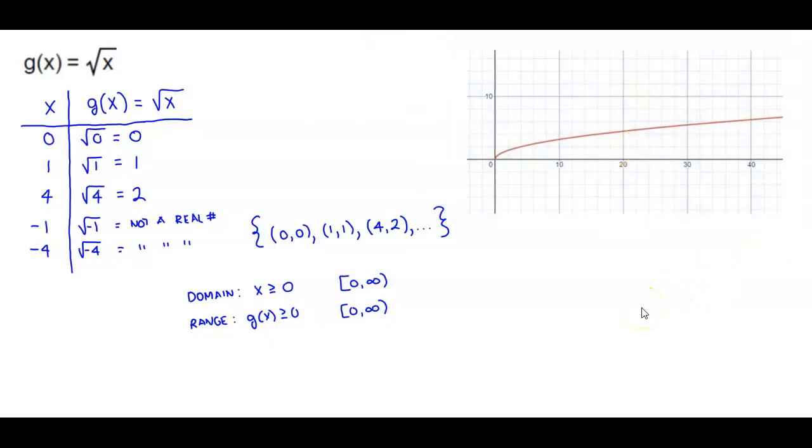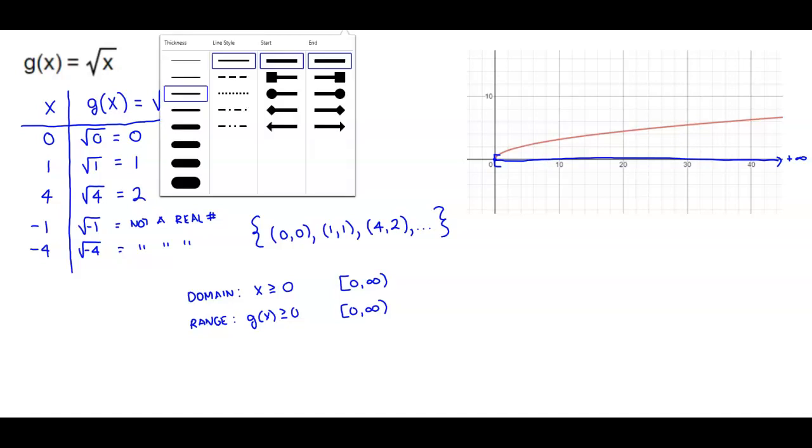So let's take a look here. The domain, remember, is all the x values. Now you see this graph starts at 0 and it includes 0. So that means it's a bracket. And then it continues to the right and it goes on forever. So you have bracket 0 and it's going all the way to positive infinity because this graph is continuing. So you can see here that that's going to match the domain.